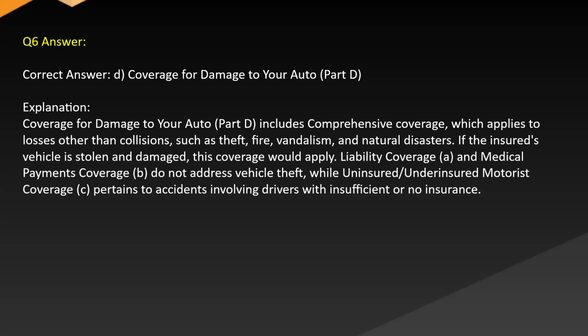Part D includes comprehensive coverage, which applies to losses other than collisions, such as theft, fire, vandalism, and natural disasters. If the insured's vehicle is stolen and damaged, this coverage would apply. Liability coverage, A, and medical payments coverage, B, do not address vehicle theft, while uninsured and underinsured motorist coverage, C, pertains to accidents involving drivers with insufficient or no insurance.